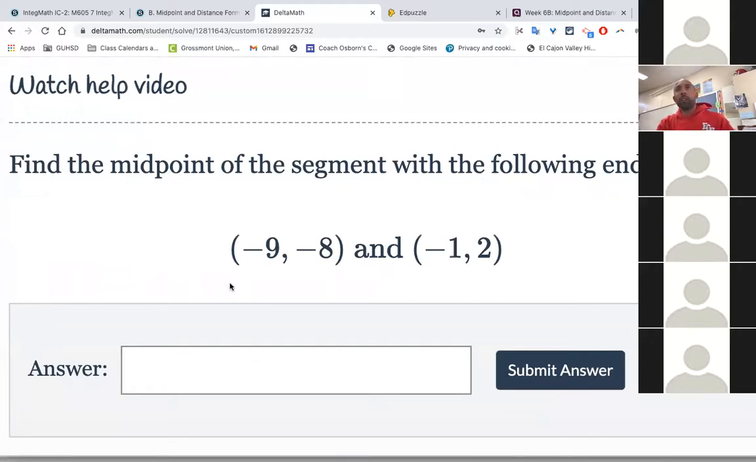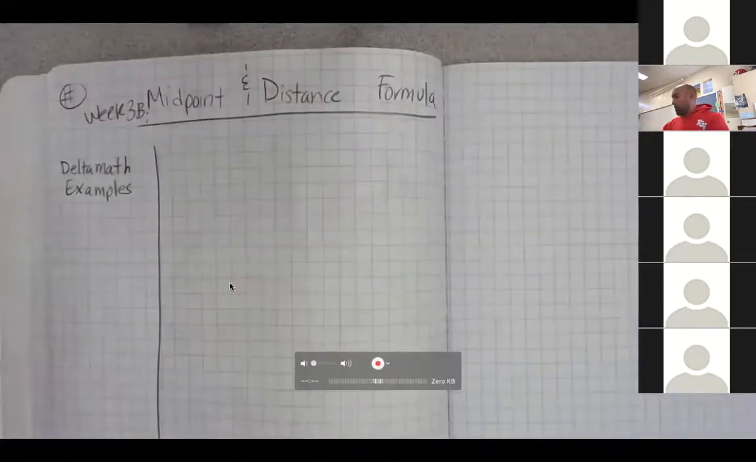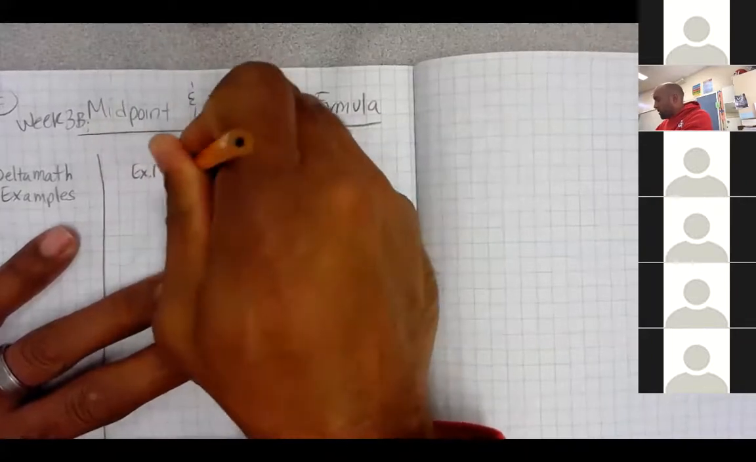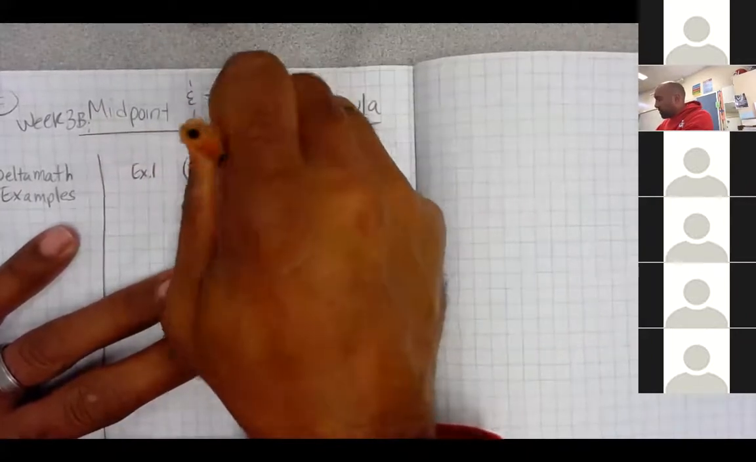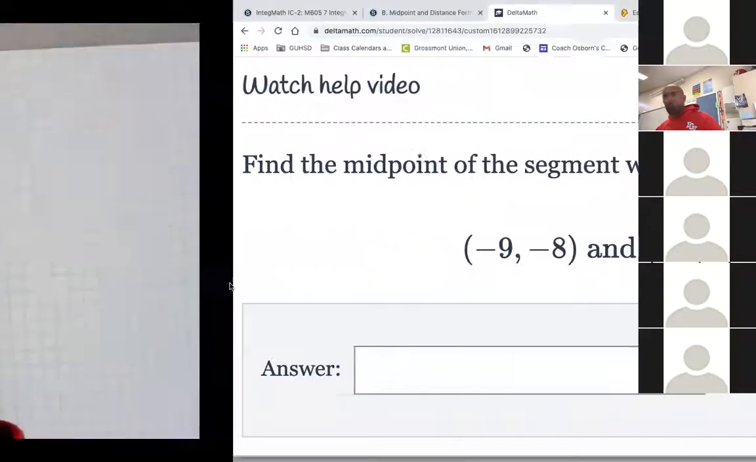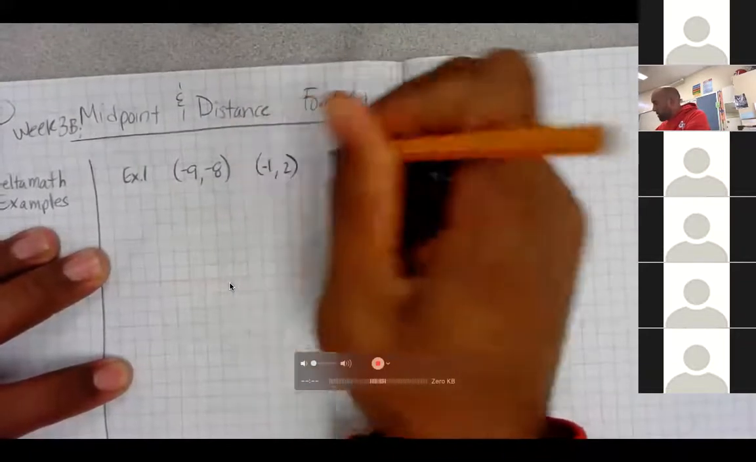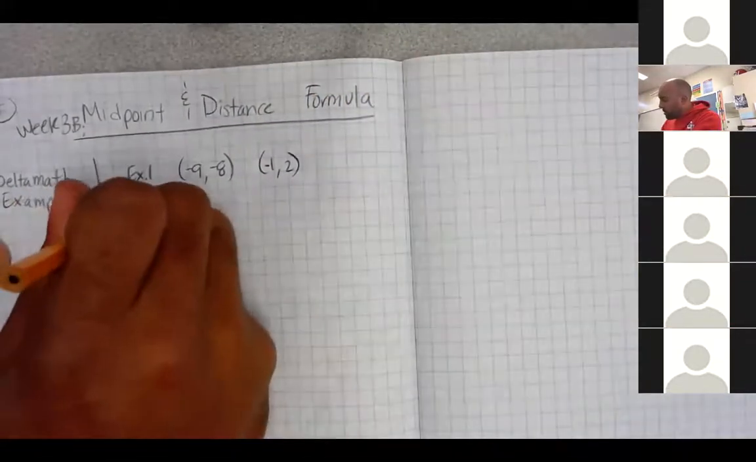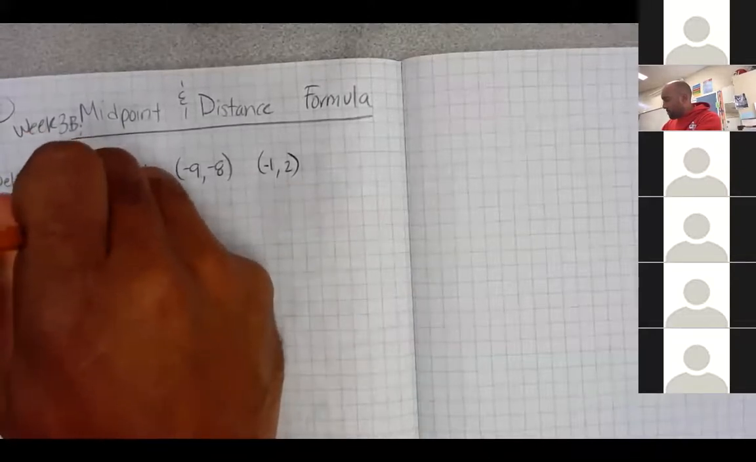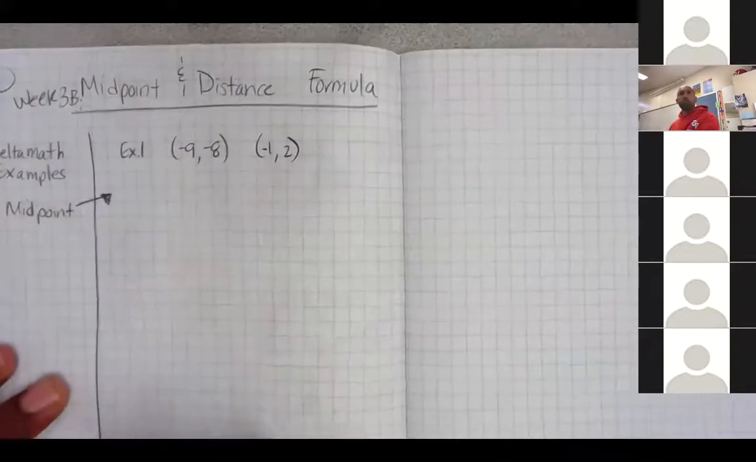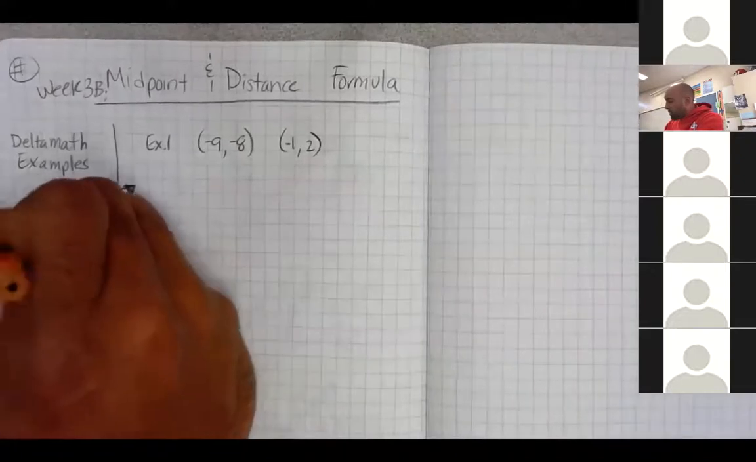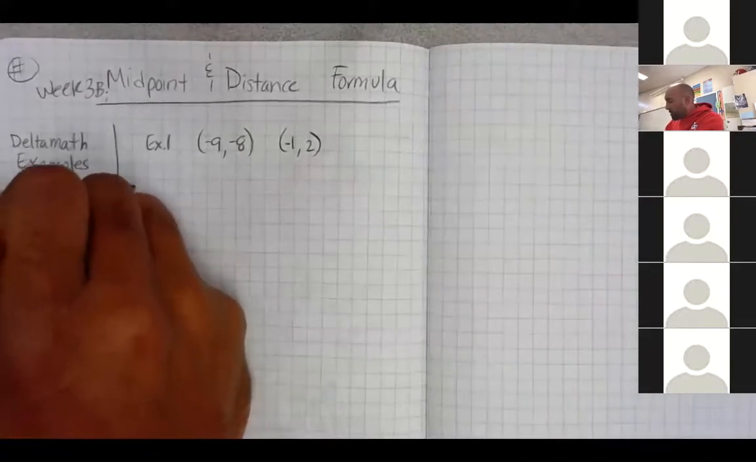So -9, -8, -1, and 2. And I think it was -1 and 2. Yep. Okay, so what we're looking for here is the midpoint. So remember with midpoint, it's x1 plus x2.